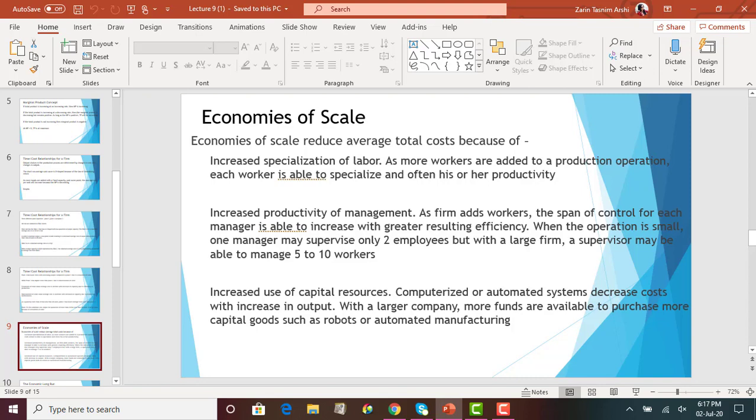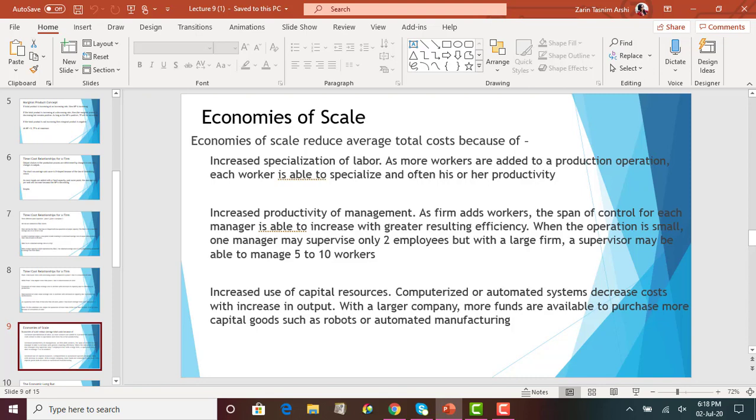That's the first reason. The second reason is increased productivity of management. So managers become more productive. When a business adds workers, the manager is able to manage or control a greater number of workers, resulting in efficiency, right? So let's say in a small operation, one manager will oversee only 2 employees and will probably start micromanaging. But in a large firm, one manager will probably manage 7, 8 or even 10 employees, and that improves productive efficiency, okay?